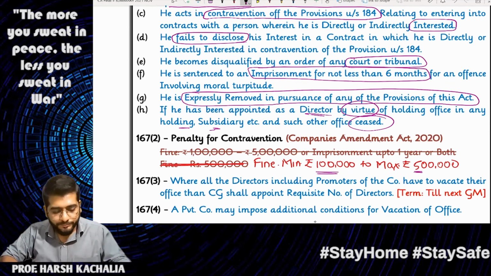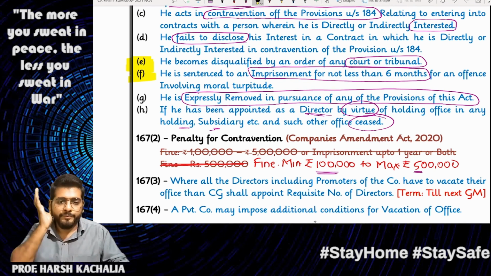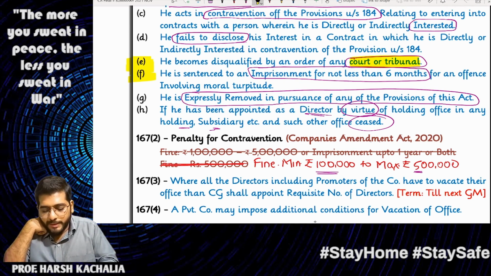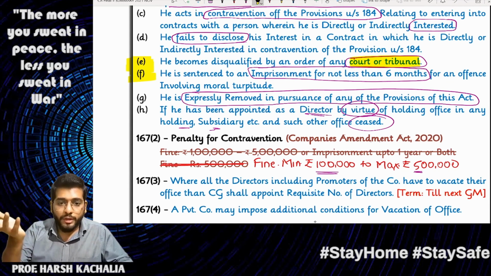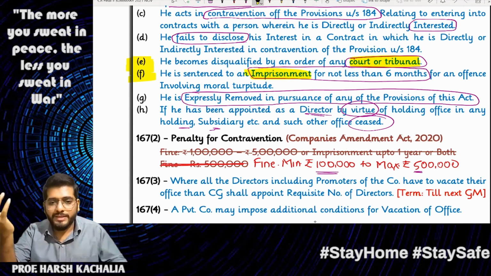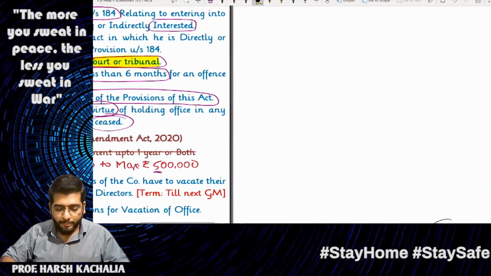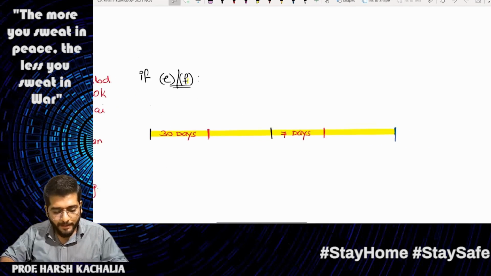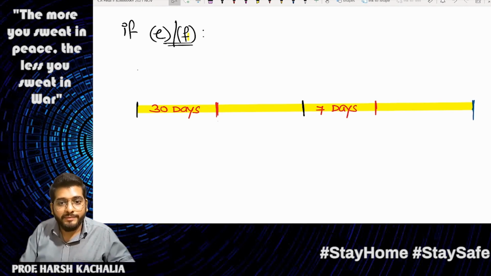Now, one important point. If you notice these 2 points over here, E and F, what is happening in E and F is, in E, the court or tribunal is passing an order that you should vacate the office. In F, the court or tribunal only will pass an order of imprisonment. Who else has the power to put you in jail? Court or tribunal only will do that. So in points E and F, the court or the tribunal is passing an order for your imprisonment. Understood? Which you may not be satisfied with.